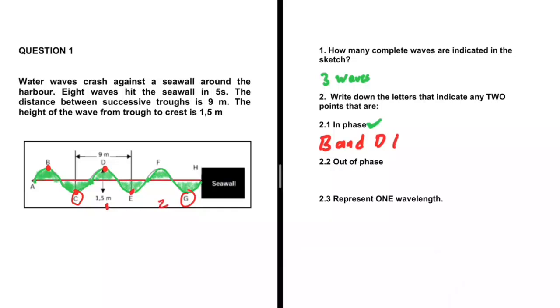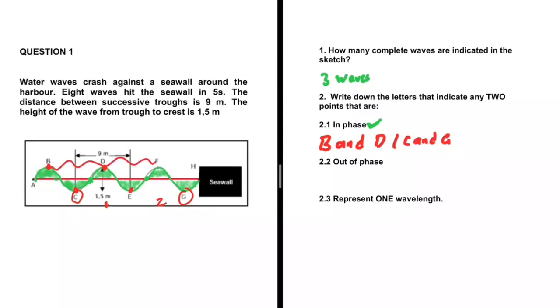So B and D is an answer, C and G is an answer, D and F is an answer, also B and F, because from B to F we have 2 complete waves. So that's a whole number of wavelengths. So there we go. Those are points that are in phase. And then there's no in between. If 2 points are not in phase, they are out of phase. So points C and F are not in phase. They're out of phase.